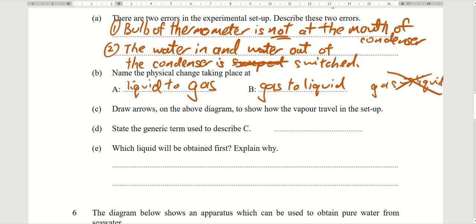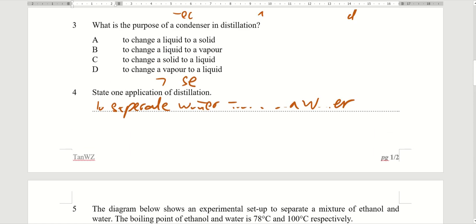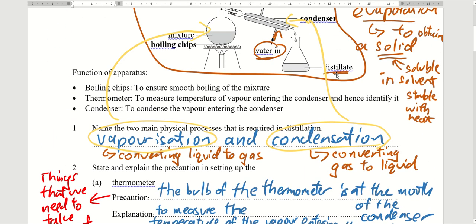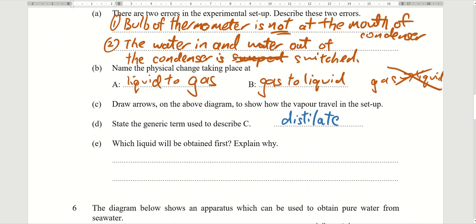Okay, next up, state the generic term used to describe C. The generic term here is the distillate. Actually, this answer is already found in the previous part. So where's the previous part? If you look back all the way at page 1, distillate, D-I-S-T-I-L-L-A-T-E. Oh, I missed out an L there. Let me add in the L. D-I-L-L, double L's.